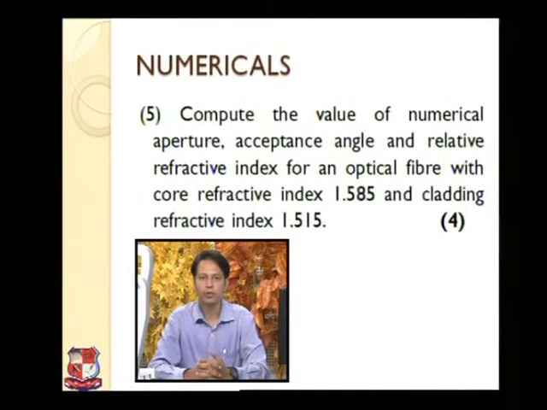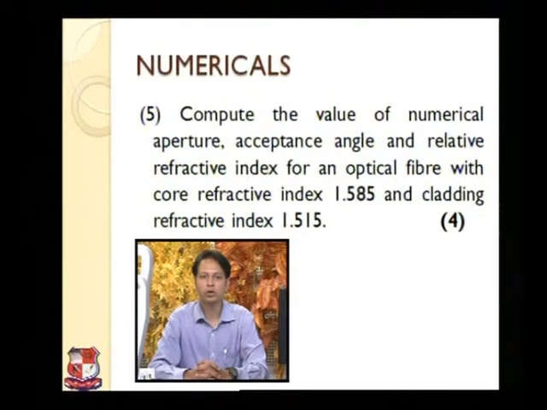Compute the values of numerical aperture, acceptance angle and relative refractive index for an optical fiber with core refractive index 1.585 and cladding refractive index 1.515. In this numerical, you are asked to calculate the numerical aperture of that optical fiber, the acceptance angle of that optical fiber and the relative refractive index for an optical fiber.